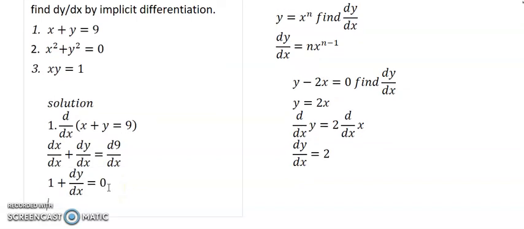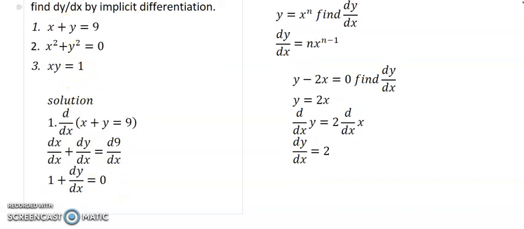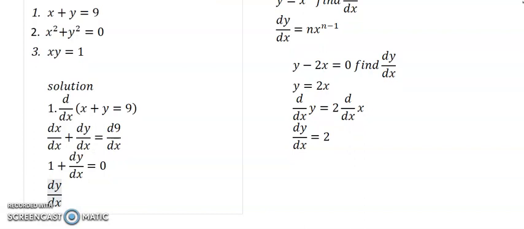Let's go ahead and solve for dy over dx. If we solve for dy over dx, we're going to get dy over dx equal to, here we have positive 1. If we bring this positive 1 to the right hand side, then we will have negative 1. Yeah, then we are done with number 1. Let's go ahead and solve number 2.